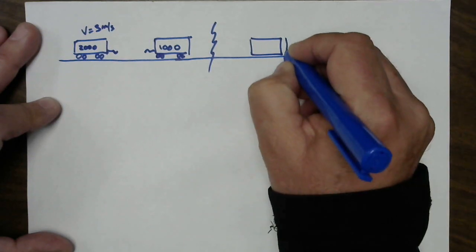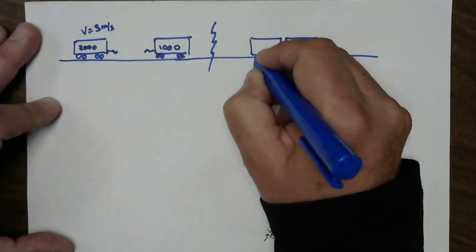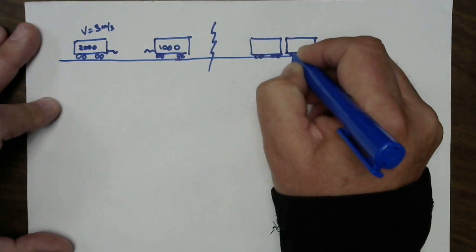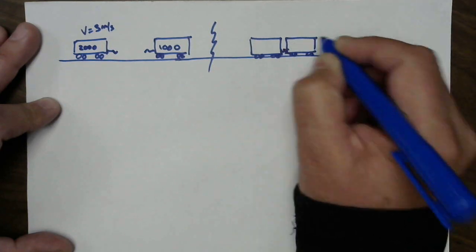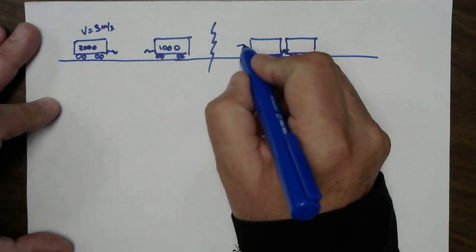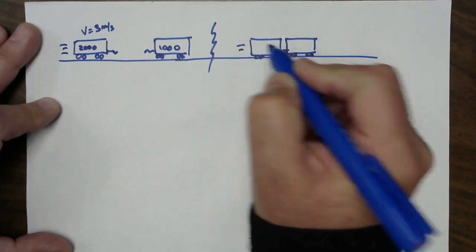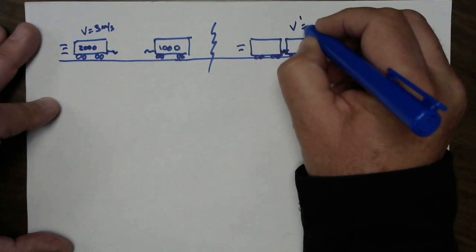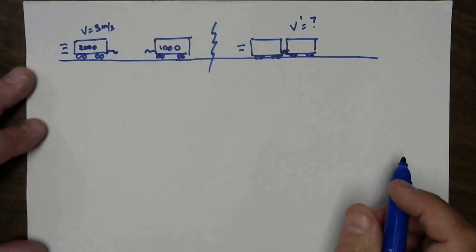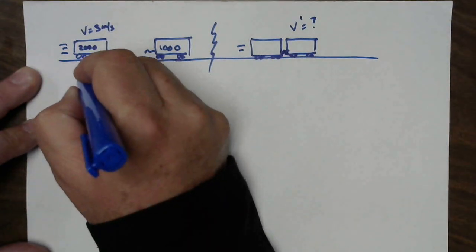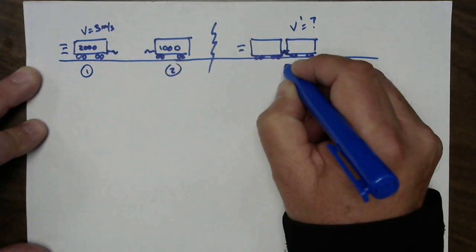I should get better at drawing these stuck together things. There we go. And this is moving. This is going to be moving, and I want to know how fast it's moving. Boxcar 1, boxcar 2, boxcar 1, 2.